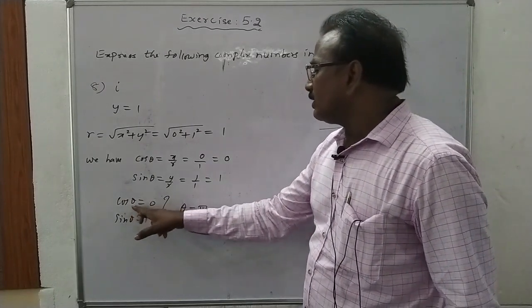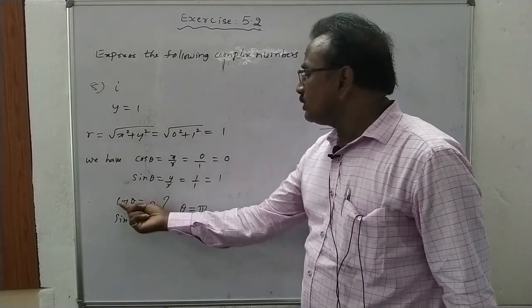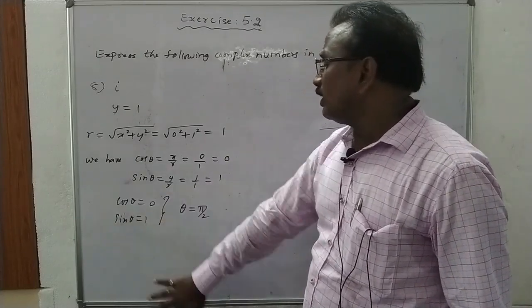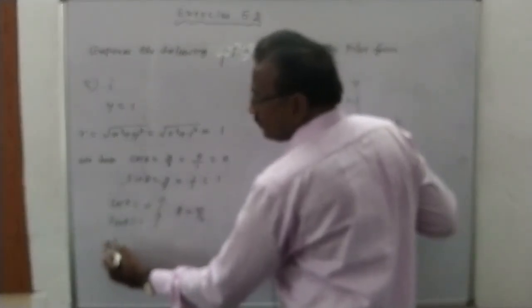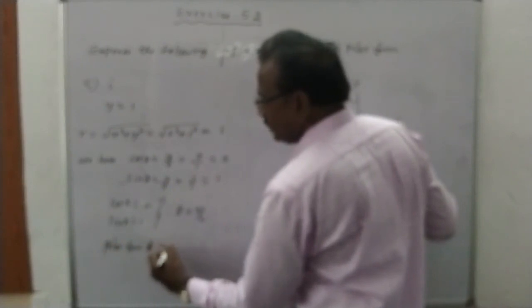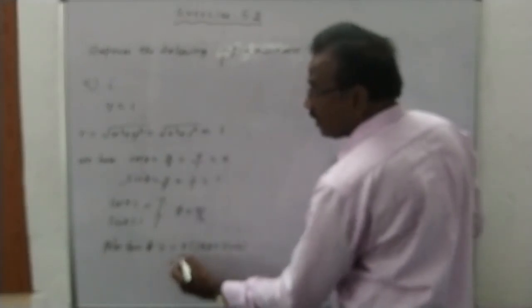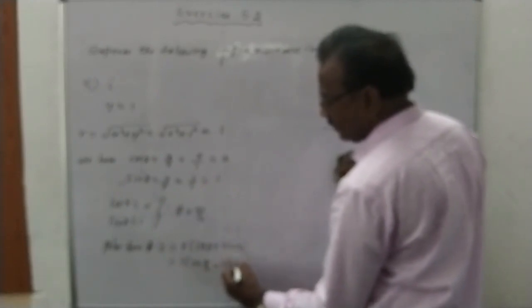What is cos 90 value? Cos 90 is equal to 0 and sin 90 is equal to 1. So in place of theta, if you take pi by 2, cos pi by 2 value is 0, sin pi by 2 value is equal to 1. So therefore theta is equal to pi by 2 satisfies both the equations. Therefore theta is equal to pi by 2 is the argument of this complex number. Therefore polar form of z is r into cos theta plus i sin theta. So that is r value 1 into cos pi by 2 plus i sin pi by 2. So that is 1, no need to write. So cos pi by 2 plus i sin pi by 2. So this is the polar form of complex number i.